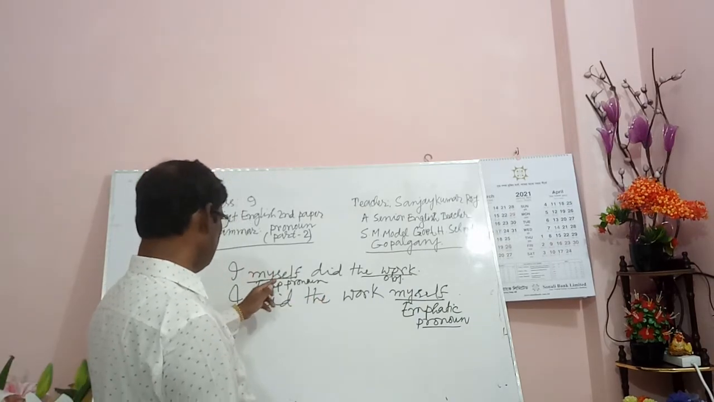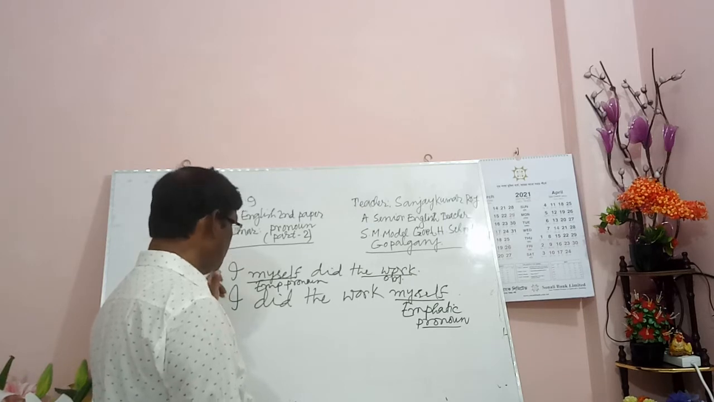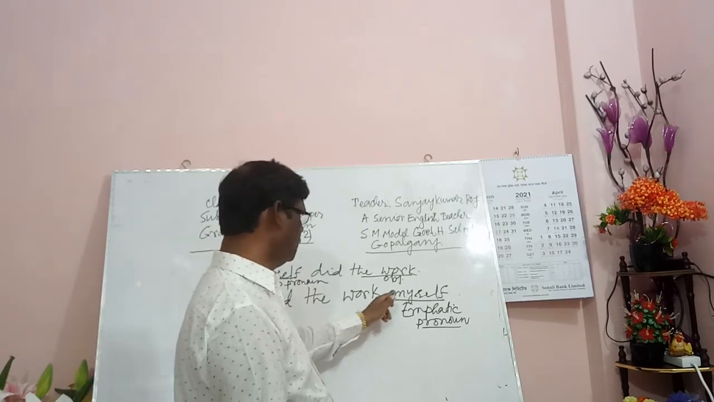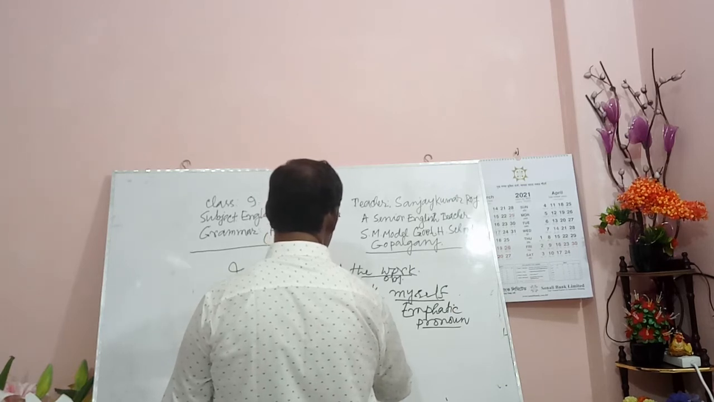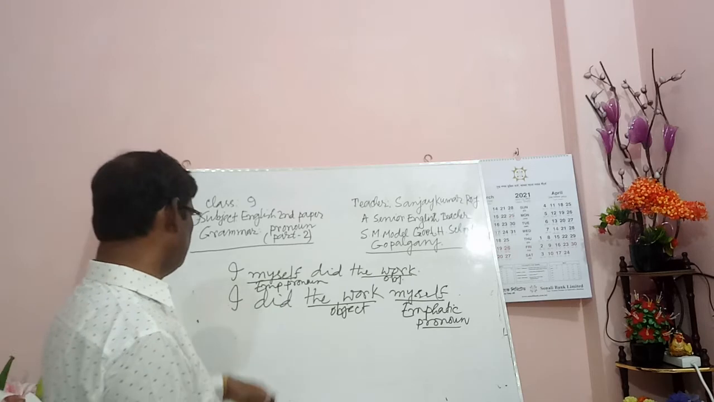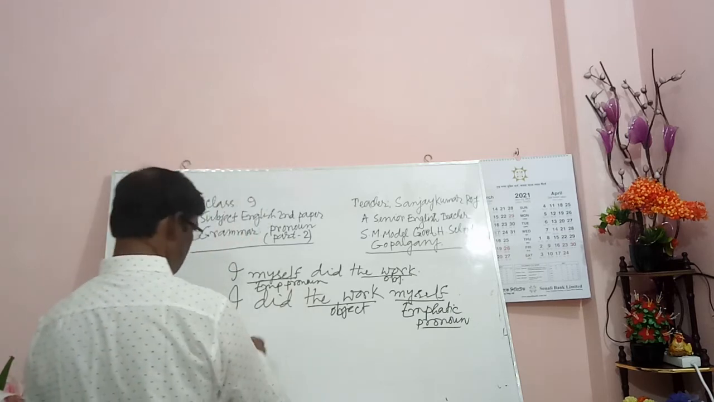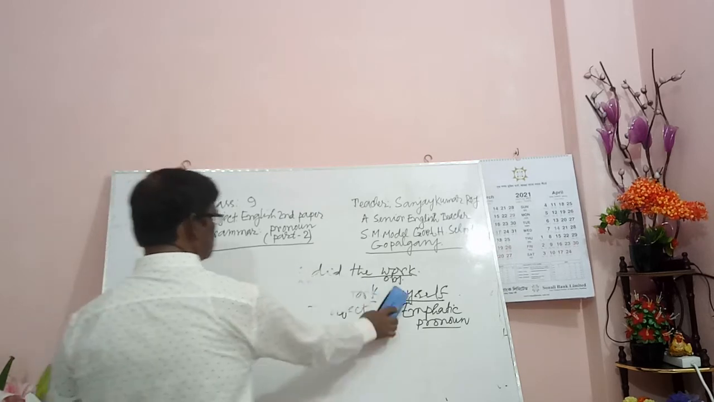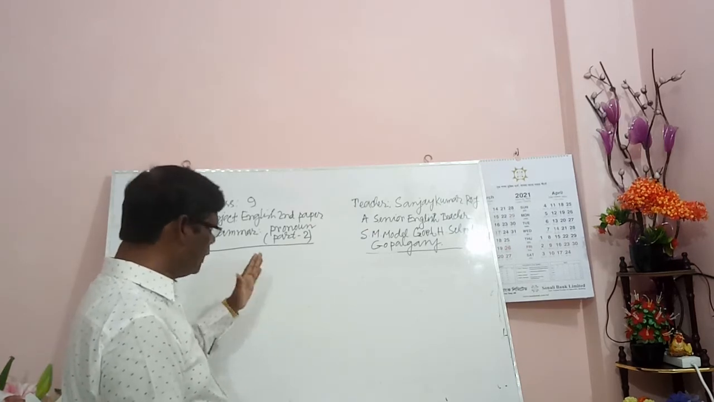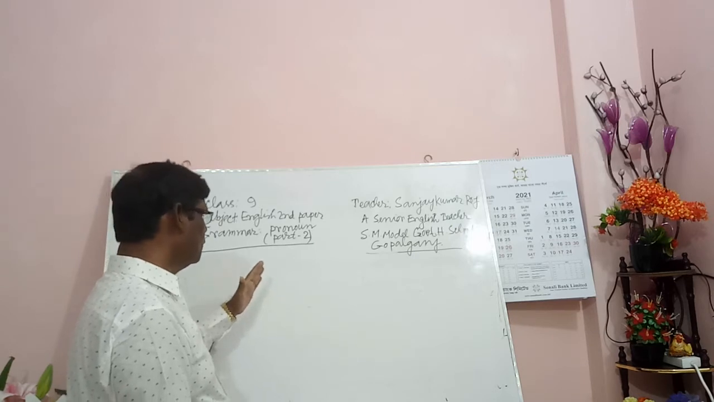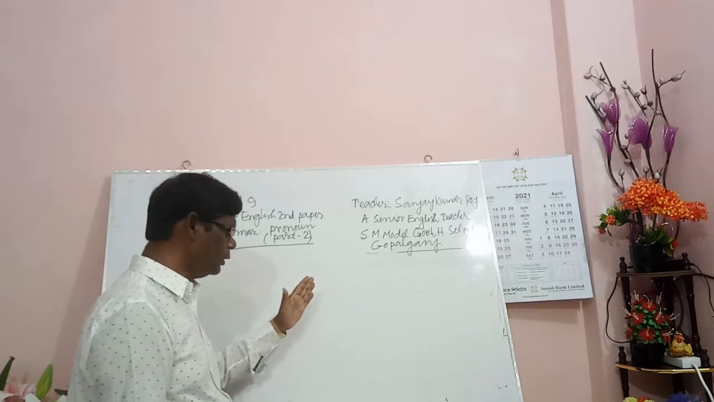Two positions here. The emphatic pronoun myself in the first sentence is placed immediately after the subject, but in the second sentence it is placed after the object. Both are possible, but I think the first position is better. Again, an emphatic pronoun is placed after the noun or pronoun on which it gives emphasis.